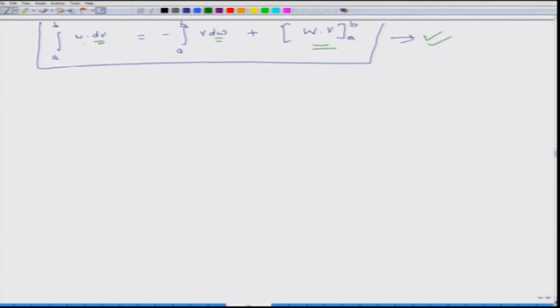Now we will do this one more time. Similarly, I can have another relation. Suppose I have a fourth order differential, w times d4u over dx4 dx. Suppose I want to integrate this thing, then how do I do this? Or before that, actually let us do the second order thing.